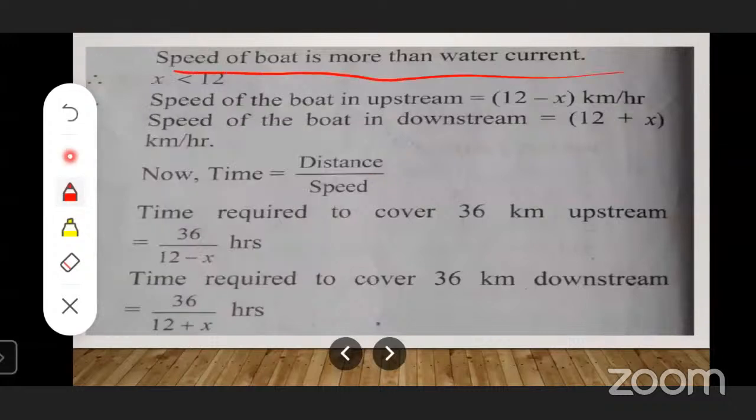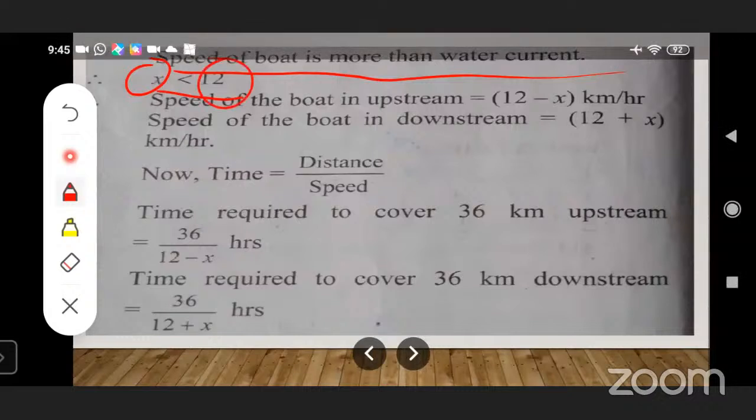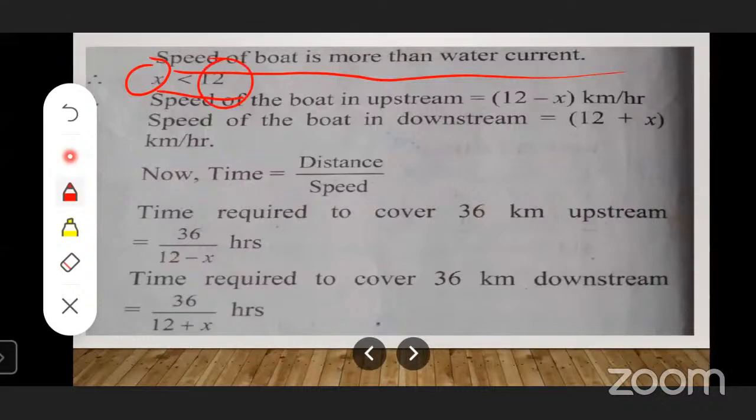See, the speed of the boat is more than the water current while it is going down, means in downstream. So that's why we have written x is less than 12. What is x? x is the speed of the water current. What is 12? 12 is the speed of the boat. So in downstream, the speed of the boat is more than the water current because it is coming down. The speed of the boat will increase since it is coming under the effect of gravity.